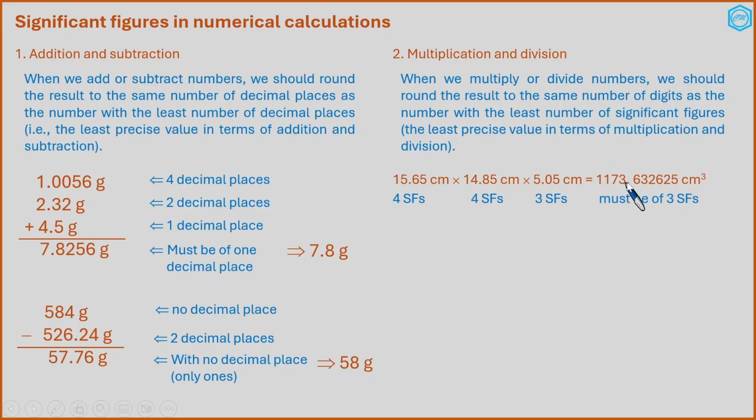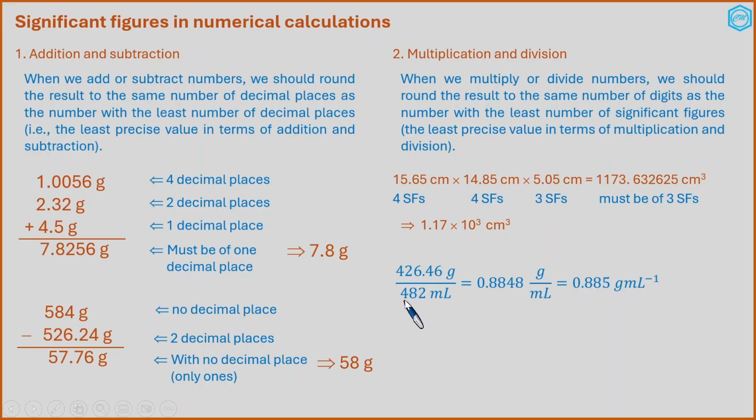So in order to write this in 3 significant figures, we have to express it using scientific notation. When we write in scientific notation, it becomes 1.17 into 10 raised to 3 centimeter cube. That is, we are having only 3 significant figures. Now division.